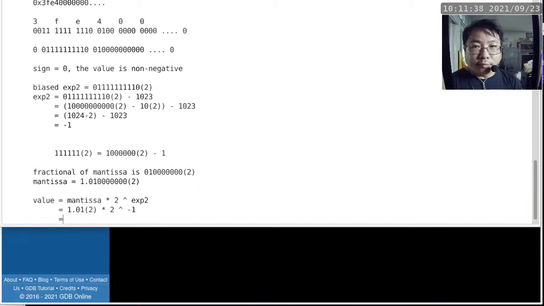And now we just have to do a very quick conversion from 1.01 in base 2 to the familiar version that we can understand, which is base 10. So this is 1 plus no halves and then 1/4, right? So 1 plus 1/4.